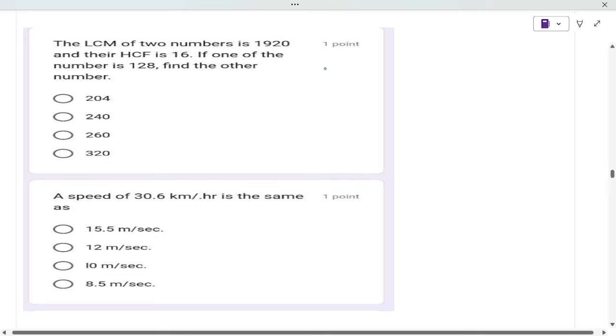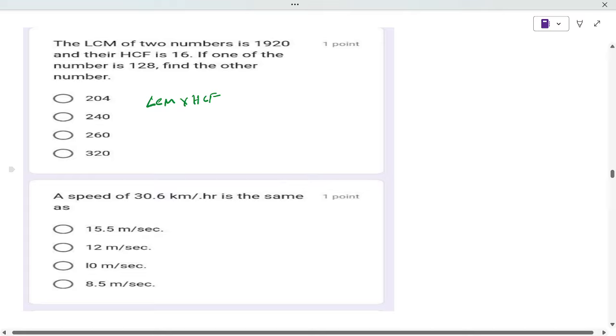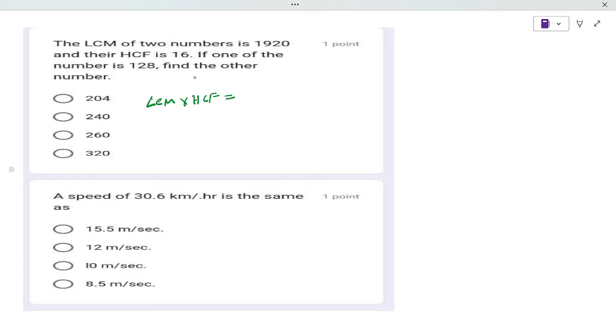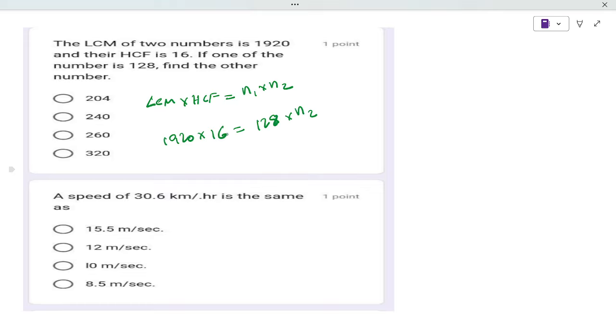LCM or HCF. There's a formula regarding LCM and HCF: LCM into HCF is equal to number 1 into number 2. LCM is 1920, HCF is 16, number 1 is 128, and the other one is number 2. Now you cancel, you will get the answer for sure. 4 times, 4 3 times, 4 2 times, 4 1 times, 4 8 times, 8 1 times, 8 2 times is 16, 32, 8 4 0. So number 2 is equal to 240.